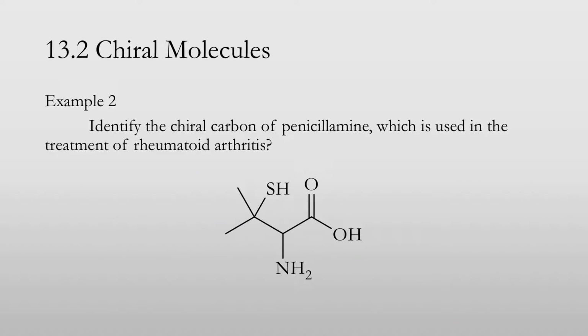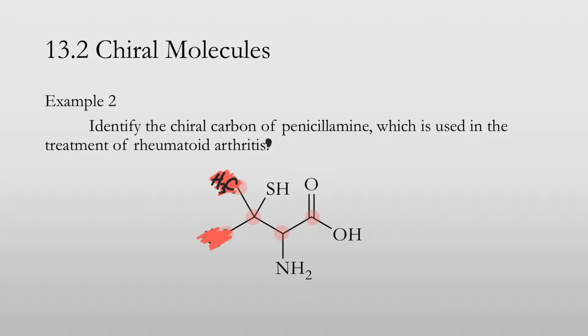Example 2, identify the chiral carbon of penicillamine, which is used in the treatment of rheumatoid arthritis. I don't know why there's a question mark there, but it should just be a period, probably. Anyways, just look for carbons, and I'll point them out here. You've got a carbon there, here, here, here, and there. You might remember from the line angle formulas that the end of a line always signifies a CH3. Okay? So that means that those carbons are not chiral because they are bonded to 3 hydrogens each, which means 3 of the groups are the same.